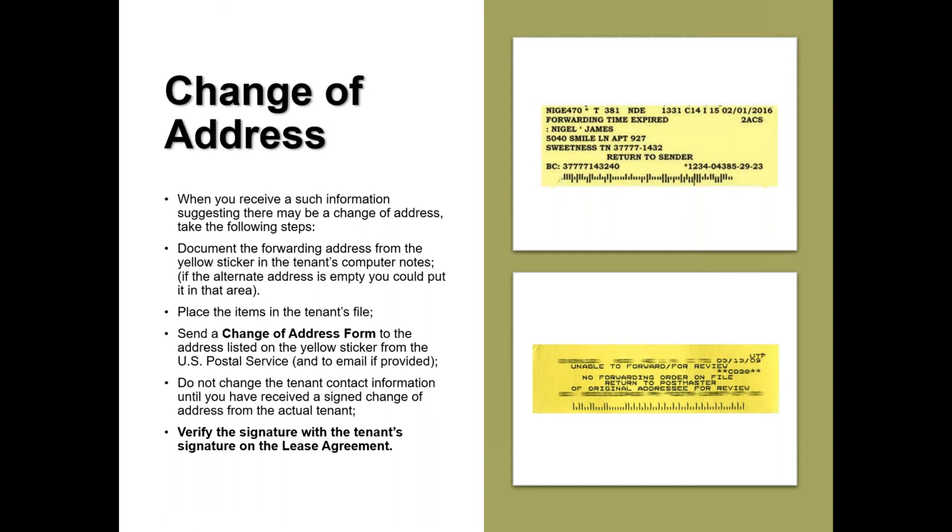So remember to place everything into the tenant's file. Send any change of address forms. For example, as soon as you've got that yellow sticker on the top for James, I would take a change of address form and send it to that address. And if you had an email address, I'd send it also and say in the email, hey, we got a yellow sticker back from the United States Postal Service, and this is what it said. That way you've covered your bases and hopefully they'll get that form back to you. But in order to change your address, we need your signature on this form saying that this is a good change of address.